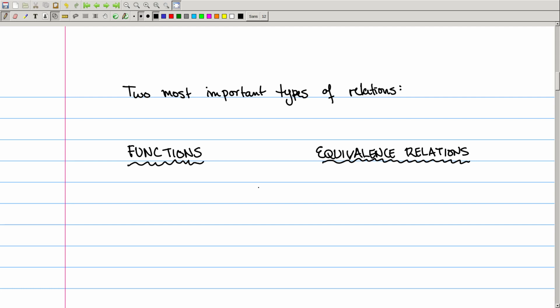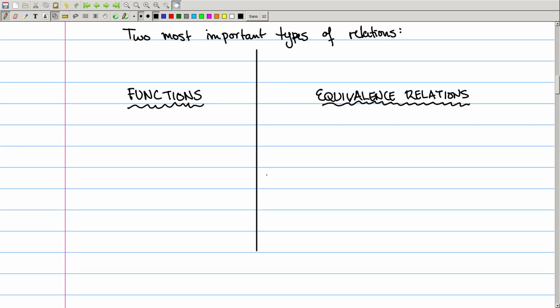But let's talk about these two different kinds of relations here. Reminding ourselves again that these are not the only two kinds of relations, but these are by far the two most useful and most important kinds of relations. Functions and equivalence relations. And it's really key here to remember that functions and equivalence relations are very different. Functions and equivalence relations are basically entirely different kinds of relations, and there's no overlap, except in very trivial cases. It's really difficult to be both a function and an equivalence relation at the same time.